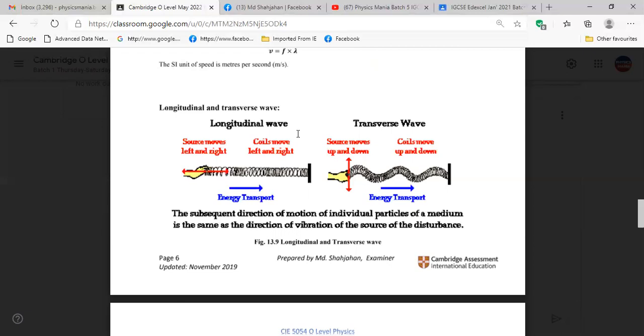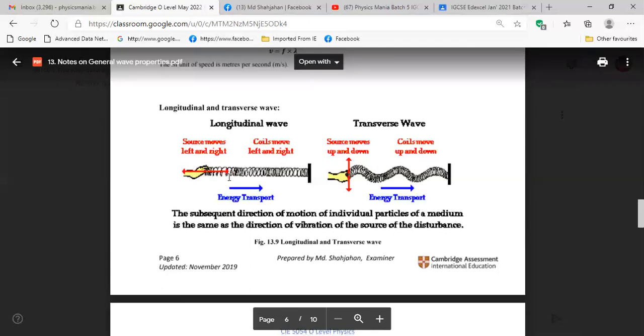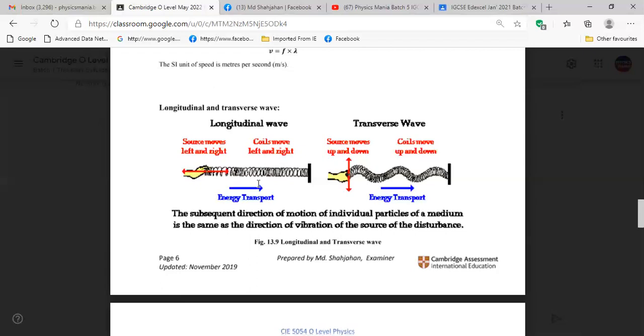Okay, look here. First diagram, you see the spring. The spring is pulled and then pushed, right? So the spring's particles move forward and backward, or we can say left and right, isn't it? And the energy is transferred to the right side. The movement of the spring is forward and backward, but the energy transfer is to the right side. This spring is attached at this corner, right? So this energy is transferred till this corner. That's why we say the energy transfer is happening to the right side.